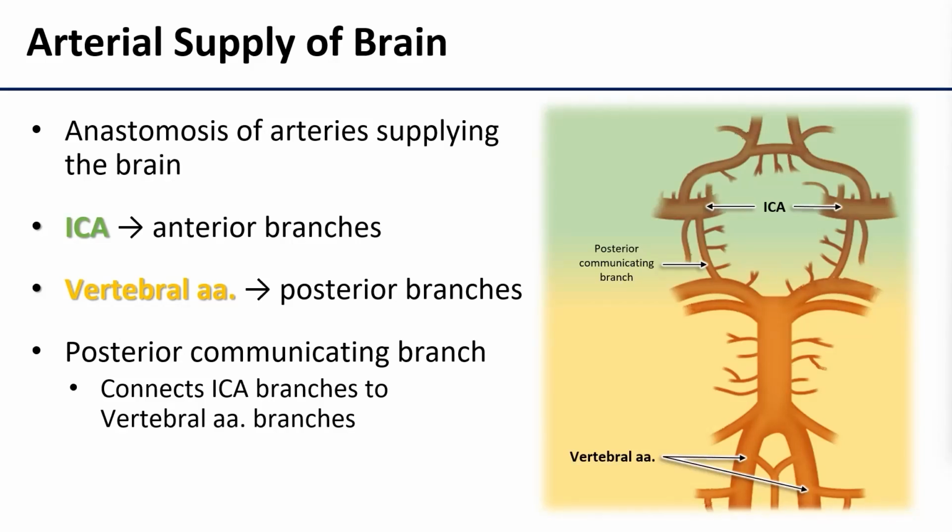Anastomoses are really important as sources of collateral blood flow. So if a blockage were to occur somewhere along the ICA, blood could still flow into these branches by coming up through the vertebral artery and traveling through some of these anastomotic branches. In the case of the internal carotid, the ICA, and the vertebral arteries, the specific anastomosis between the anterior and posterior branches is this posterior communicating branch. There's one of those on each side. Everything that I'm showing you here is going to be bilateral for the most part.